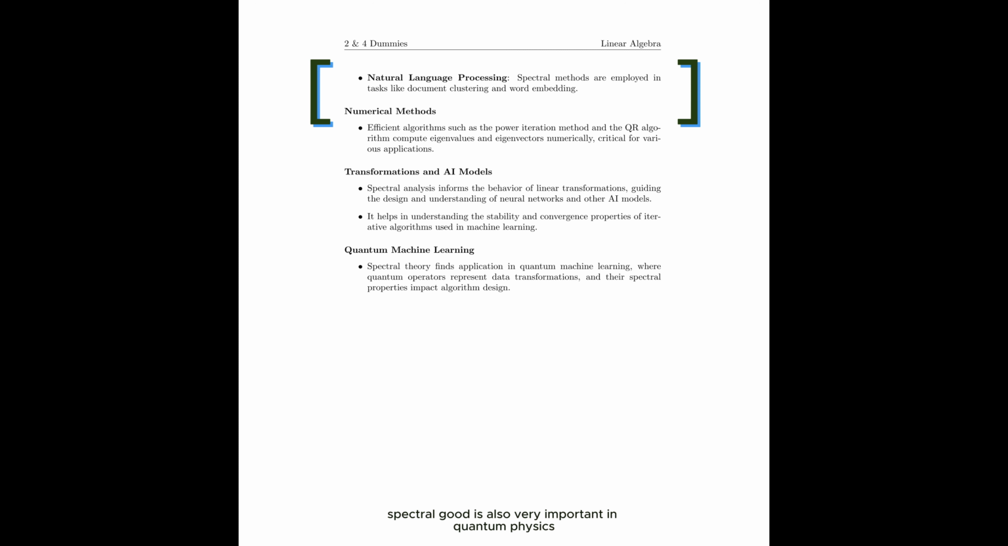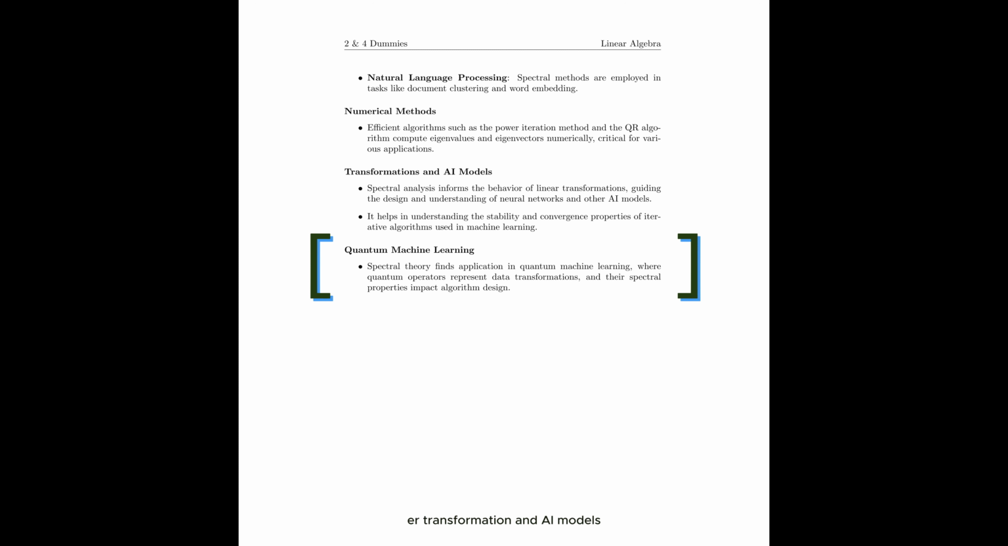Spectral theory is also very important in quantum physics, and so by extension we have another branch of computers, quantum computers, which are designed to solve certain problems, and so you can incorporate aspects of machine learning into quantum computing. So again, we can use spectral properties in transformation and AI models.